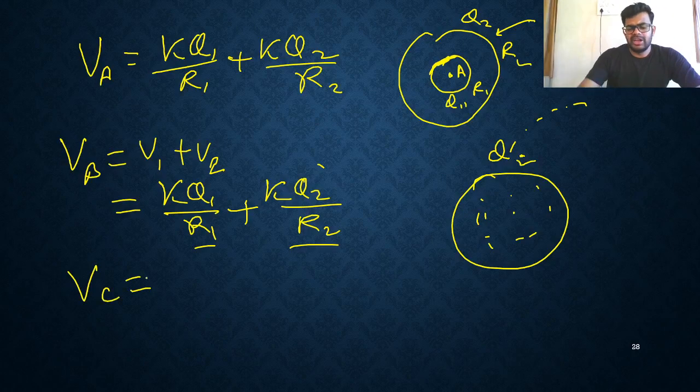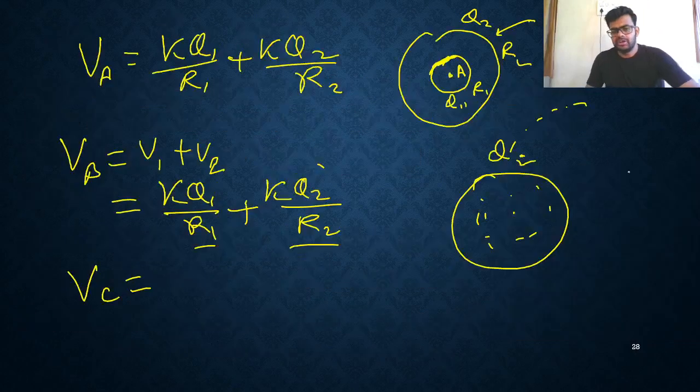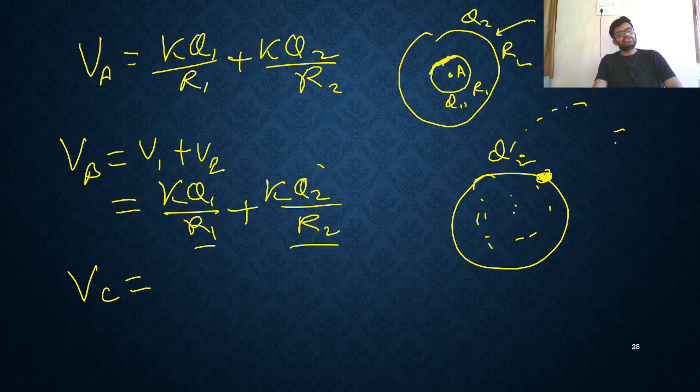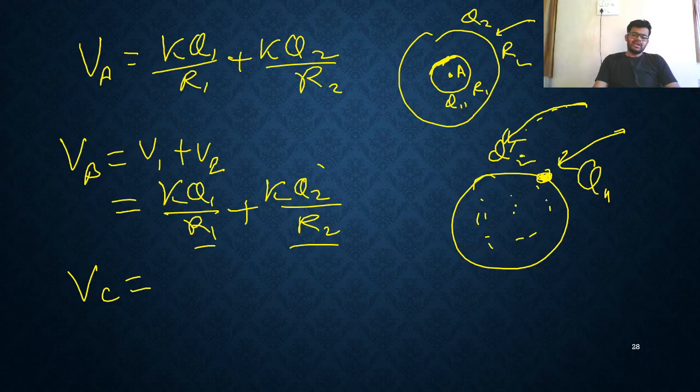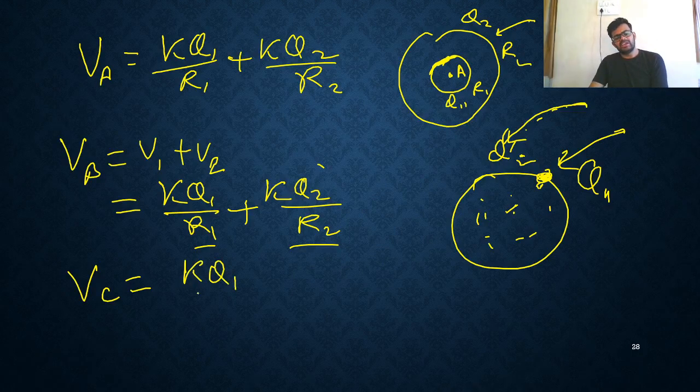Next, I will talk about the potential at point C, at the surface of the larger sphere. You can see charge Q1 is brought from infinity to inside, but I cannot write that because I need to find it just at this point. The charge Q2 is brought from infinity to this point, and charge Q1 is also brought from infinity to this point. That much work only we need to use, not the work inside. So simply speaking, KQ1 upon R2 plus KQ2 upon R2.